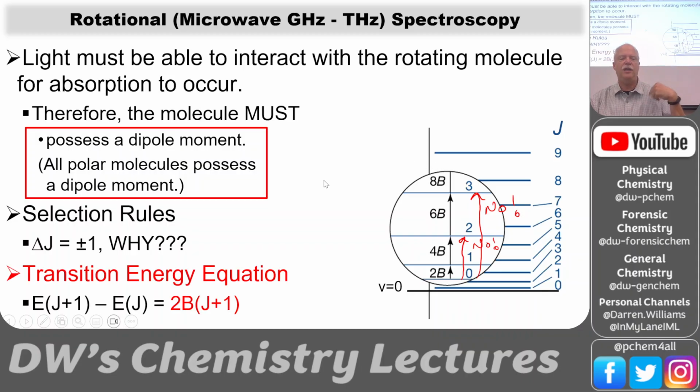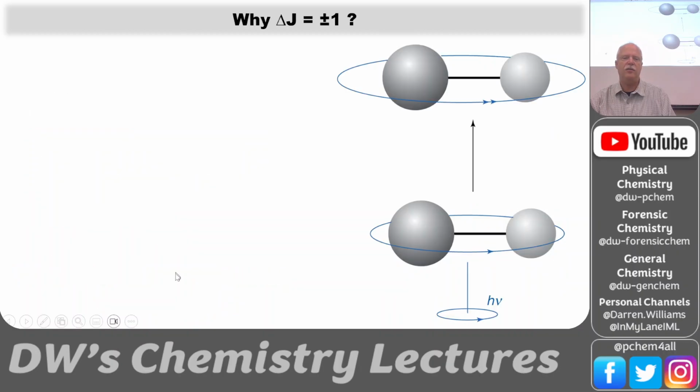And then this is the energy transition equation. If we take the J plus 1 energies and subtract the J energies, we get the transition energy equation. We'll make a whole lot out of this 2B business right here, so we'll get to that in a second. But let's look at the selection rules. Why is delta J plus or minus 1?